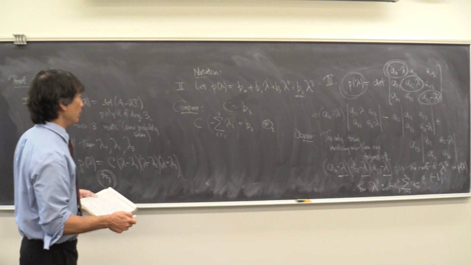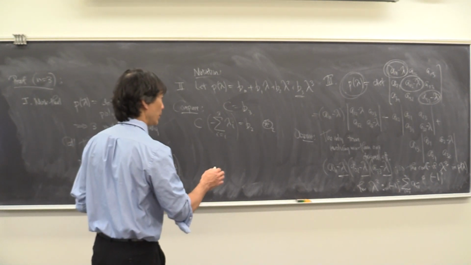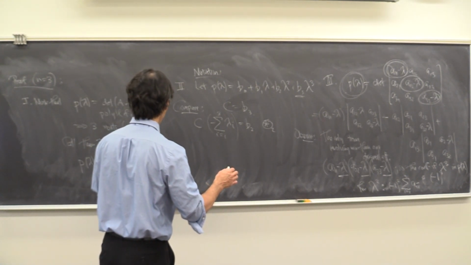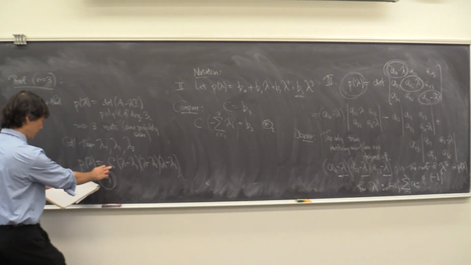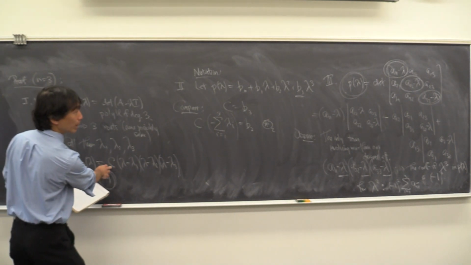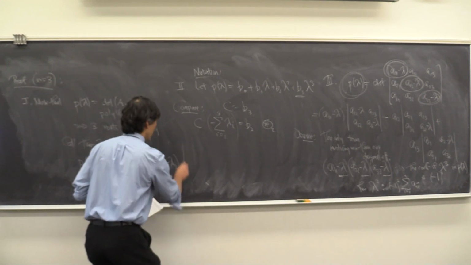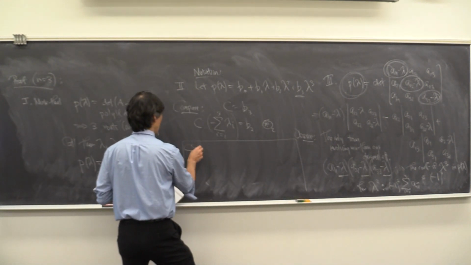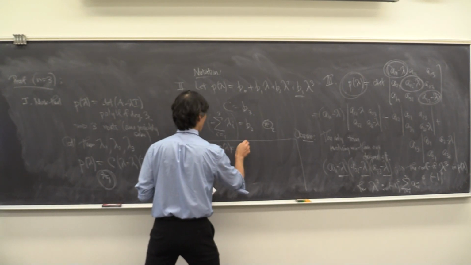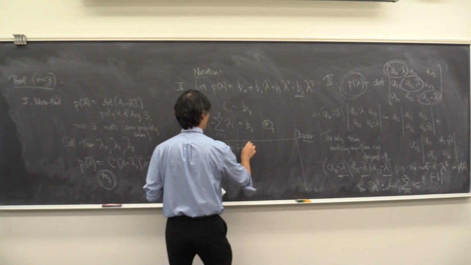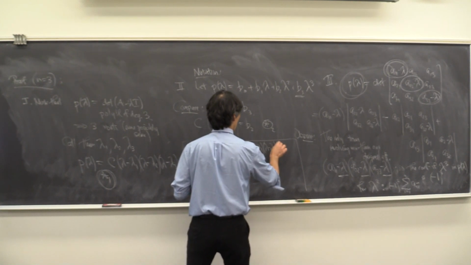Okay, so now putting that together, we get that this thing here, this C, must have been -1 cubed, right? So what do we get? C equals -1 cubed, so P of lambda equals -1 cubed times (lambda minus lambda 1)(lambda minus lambda 2)(lambda minus lambda 3).